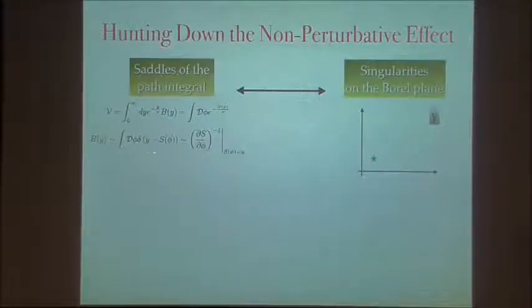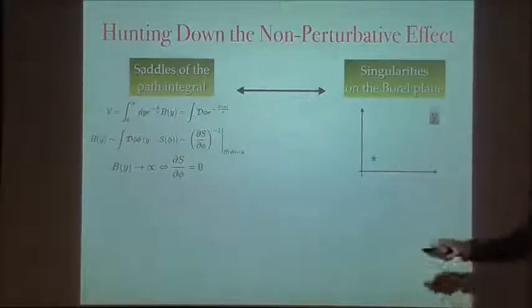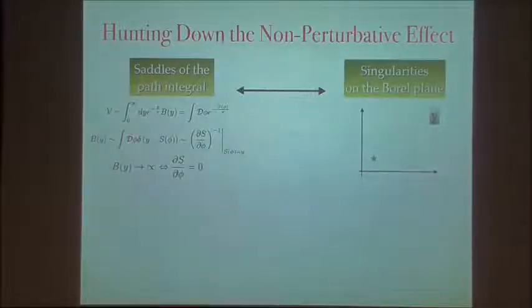Now you use the property of the delta function, and you get that this is just the inverse of the derivative of the action. So now, at a singularity on the Borel plane, B goes to infinity, which means partial S partial phi is 0, which is exactly the condition of having a semi-classical saddle, or a solution to the classical equation of motion.